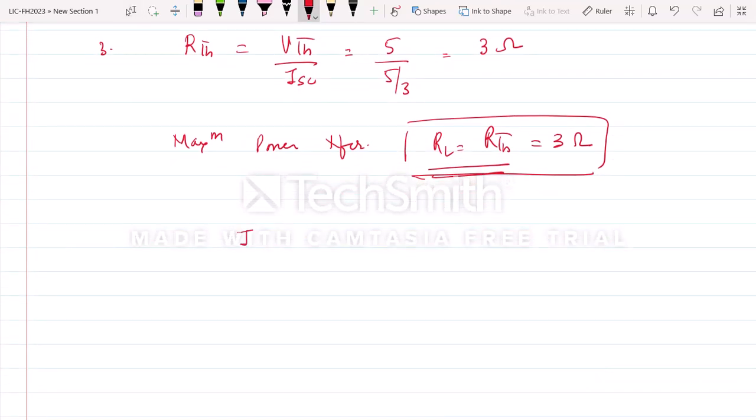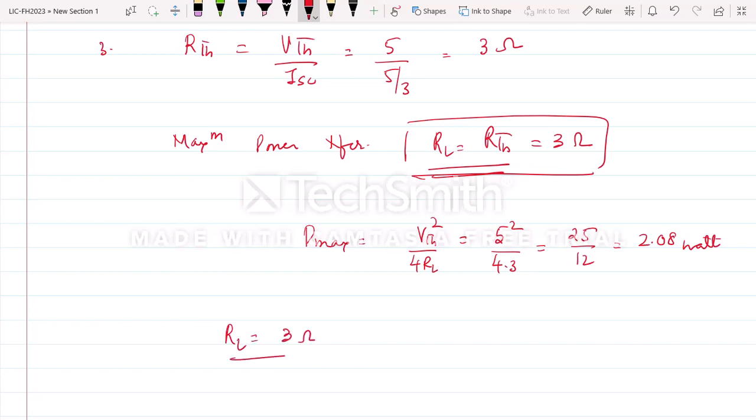What is the maximum power we have studied? The formula says P max equals V square upon 4 RL. V square is VTH square. VTH square is 5 square upon 4 into 3, that is 25 upon 12, that is 2.08 watts. So we have two answers. The first answer is RL equals 3 ohms for maximum power, and maximum power equals 2.08 watts.